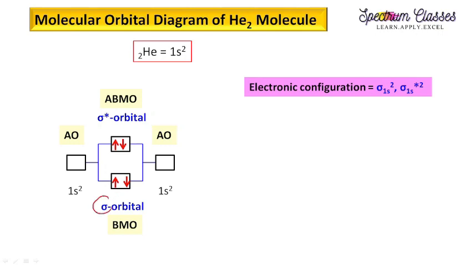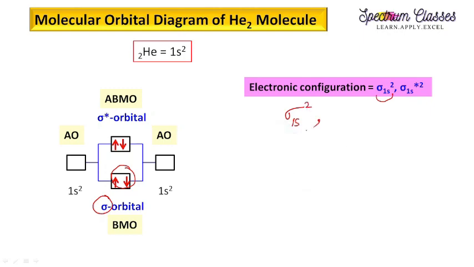So here this is the sigma, as I told you earlier. How is the sigma formed? This is formed by the overlapping of s and s orbitals, right? So this sigma is formed by the 1s orbital. It is formed by the overlapping of 1s orbitals. And how many electrons are present in this sigma orbital? So 2 electrons are present.